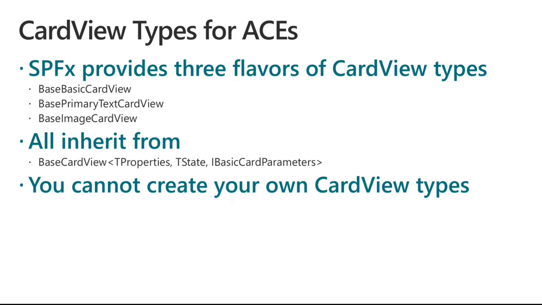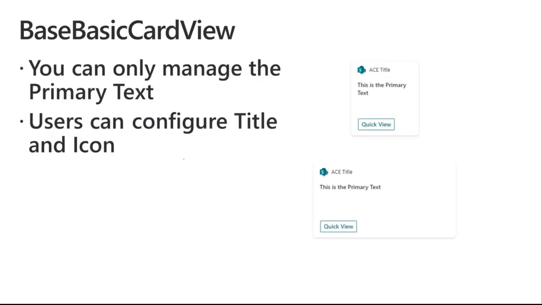So first of all, let's focus on the basic card view, which is the really simple one. In this scenario, you can create a card view, and it will be automatically created for you by the scaffolding tool, a card view, which will simply have a configurable property called primary text, which will be rendered as the main content of your card view. And users using your card view will be able, configuring the adaptive card extension, to configure just the title and the icon of the adaptive card extension, which will be shown in the default rendering of the card view, plus your primary text. What do I mean?